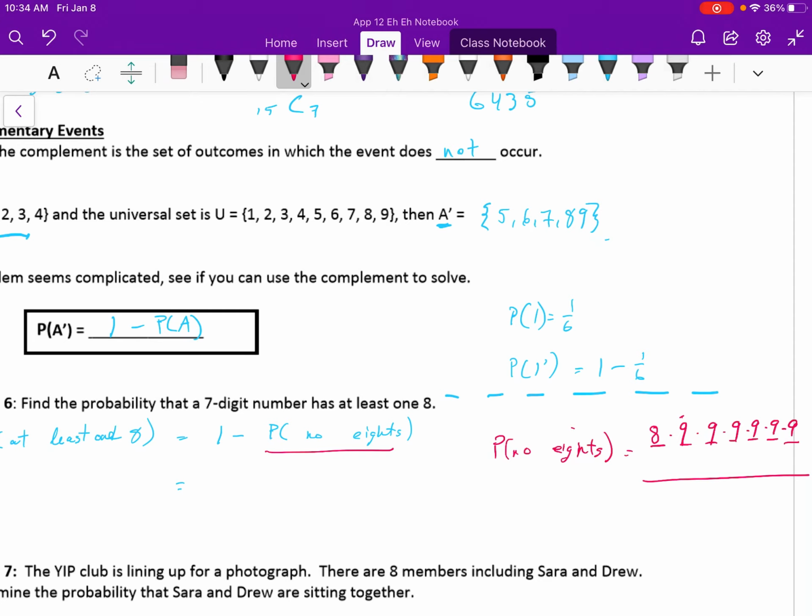Now, the probability of no 8s is the total number of ways I can make a number with no 8s divided by the total number of 7-digit numbers. So I have to make 7 decisions. So if it's a 7-digit number, this first number has to be 1, 2, 3, 4, 5, 6, 7, 8, or 9. And if you count those up, that is 9. It cannot be 0. Otherwise, it wouldn't be a 7-digit number. Now, any number beyond that 9 can be any digit 0 through 9, and there are 10 of those.